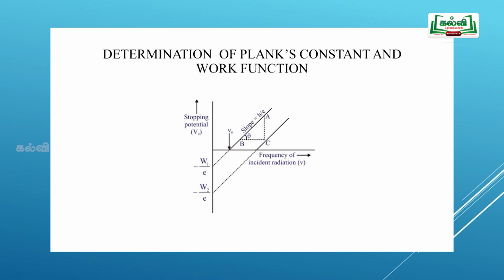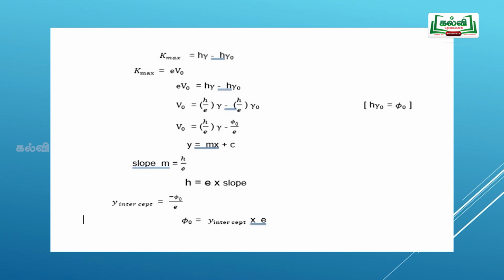In this graph, if you extend the line, we get the work function of the metal and the slope of the curve gives you h by e. As we know, K max equals h times nu minus nu naught, and K max is eV naught, so we can substitute in the equation eV naught equals h nu minus h nu naught. So V naught is equal to h by e nu minus h by e nu naught, where h nu naught is nothing but the work function of the metal.